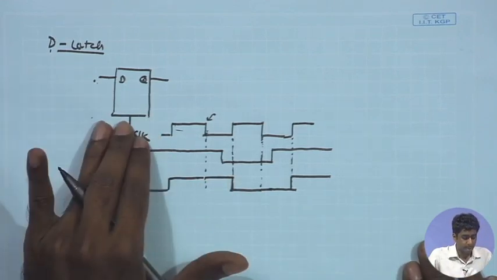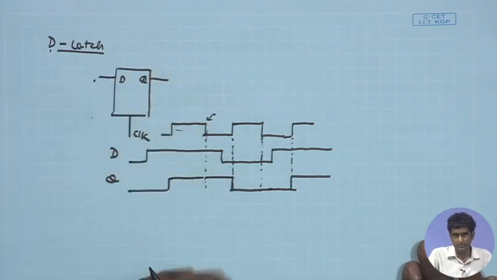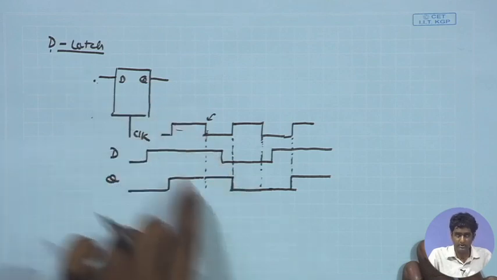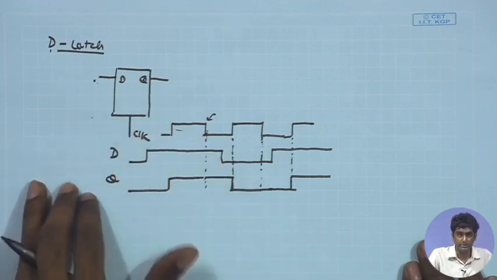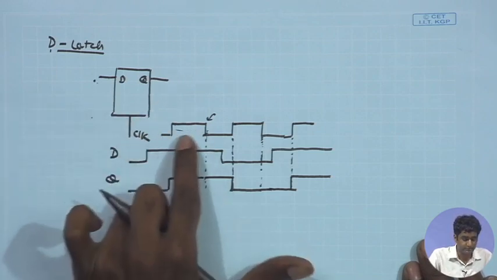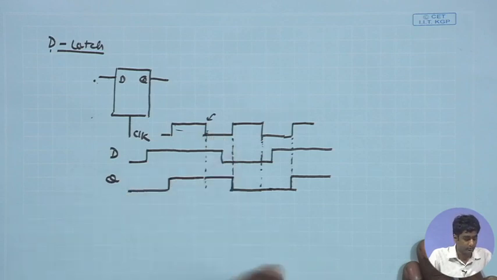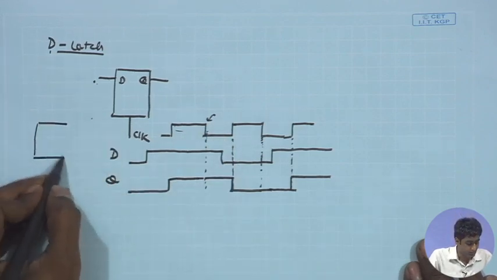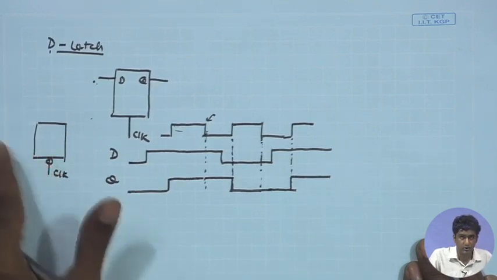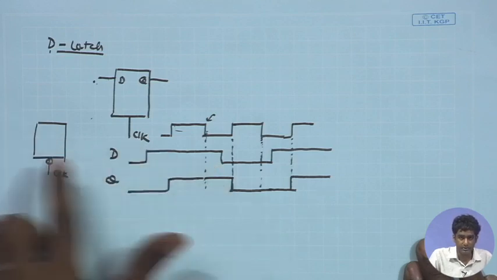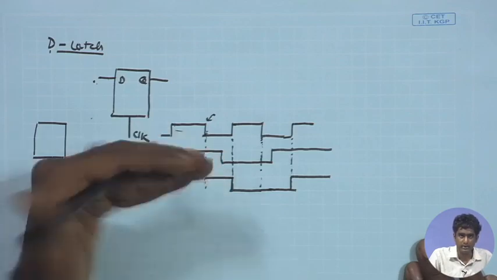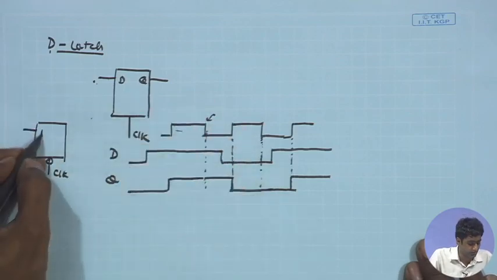So, this is a positive level triggered latch, becoming transparent when the clock is high. You can also have latches which are negative level sensitive, which are transparent when the clock is low. For that I can put a bubble over here, and you can say it is an active low latch. When the clock is low, it will be transparent, and when the clock is high, it will be latching, or storing, the data that was available at the rising edge of the clock. So, both kinds of latches can be constructed.